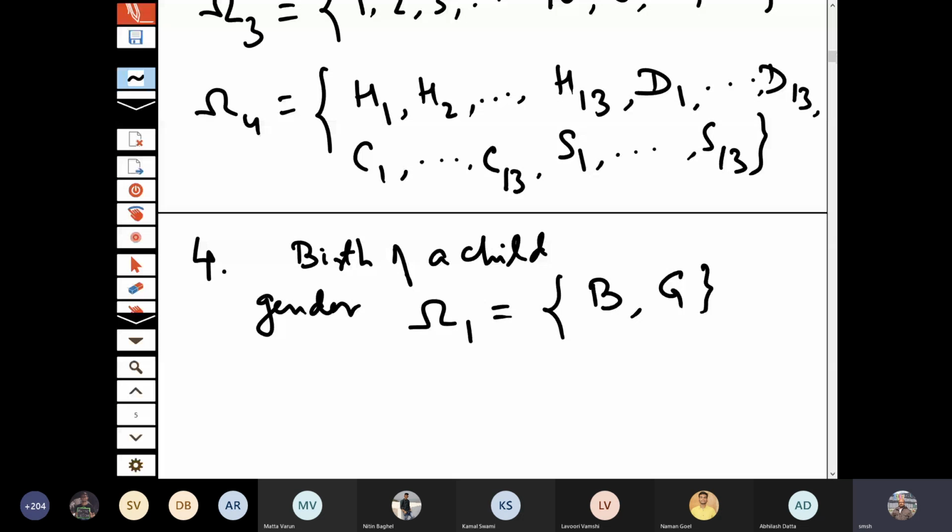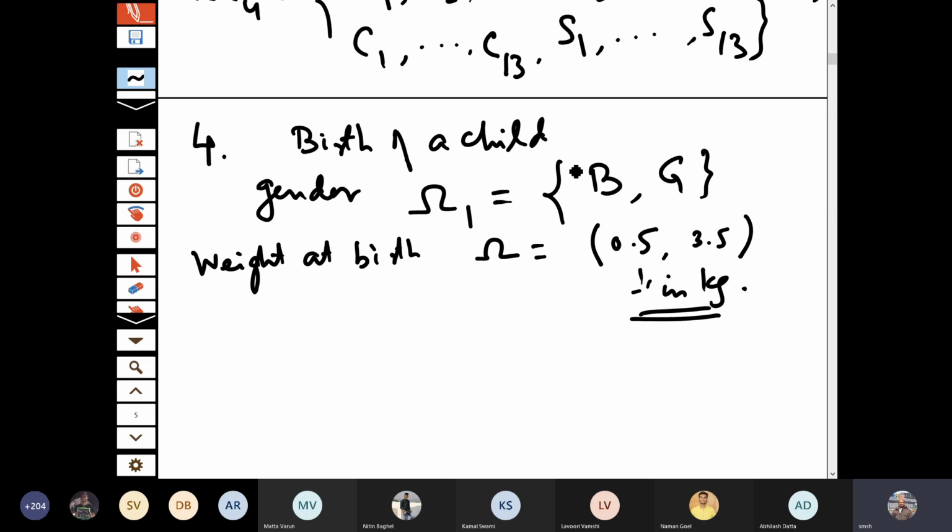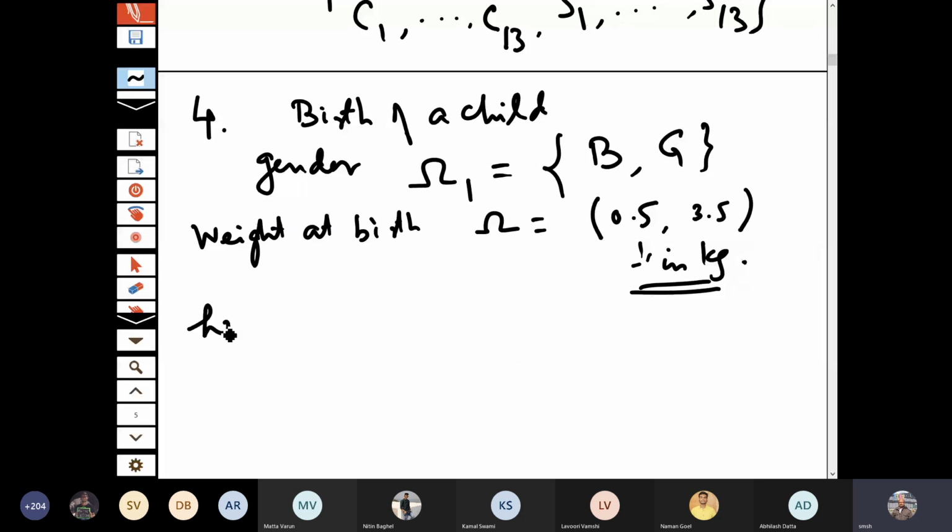If I am interested in the weight at birth, then it could be anything, say we put an interval from 0.5 kg to maybe 3.5 kg. So it is in kgs. If I look at, say, height at birth of the child, in different ways we can write down the sample space again.